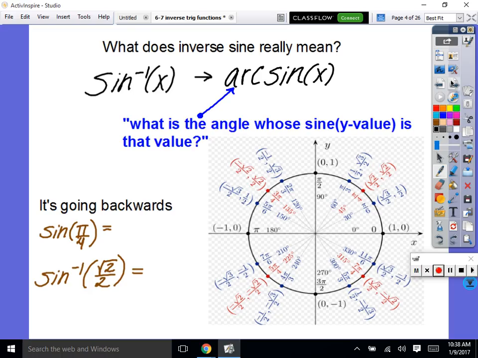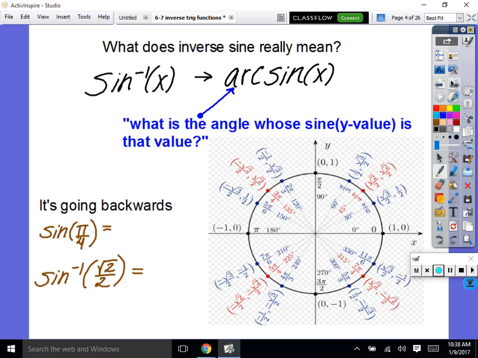So you might want to write that down. That literally helps me so much. I always have to reword it. When I see sine inverse, I say to myself, so what is the angle that has that sine value? I reword it every time. Instead of saying arc sine, I re-say it to myself in these terms. Arc sine means what is the angle whose sine is that particular x value? And once again, all of our answers for sine inverse are going to be on the interval from pi halves to negative pi halves.